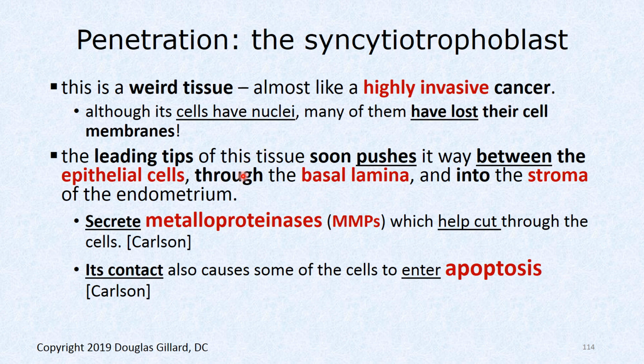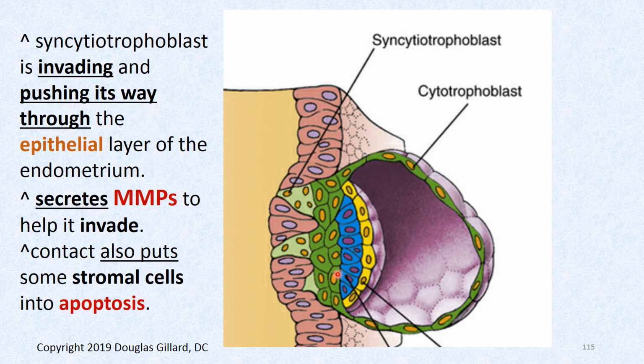They secrete a very powerful proteolytic enzyme called metalloproteinases, very destructive, and they rip apart the cell adhesion molecules between the epithelial cells, and it pulls that zygote inside the endometrium. It also, the contact, and we don't even know what causes this, but it also causes the death of some of the endometrial cells as well. So it can help the zygote pull itself in. So it's a crazy tissue.